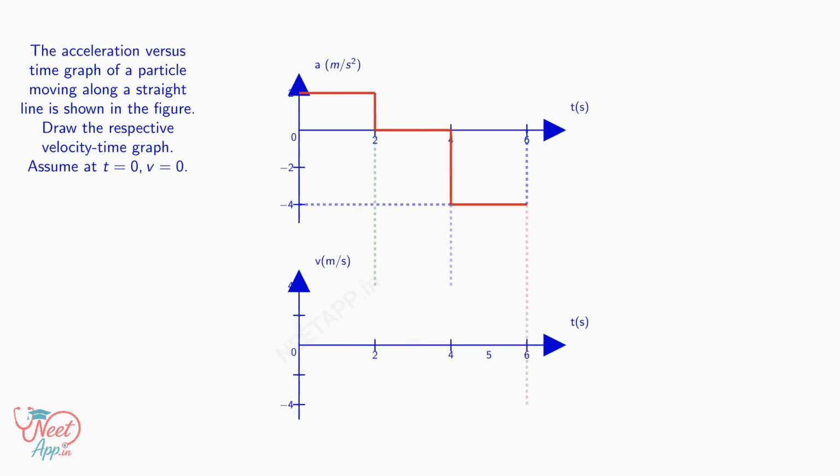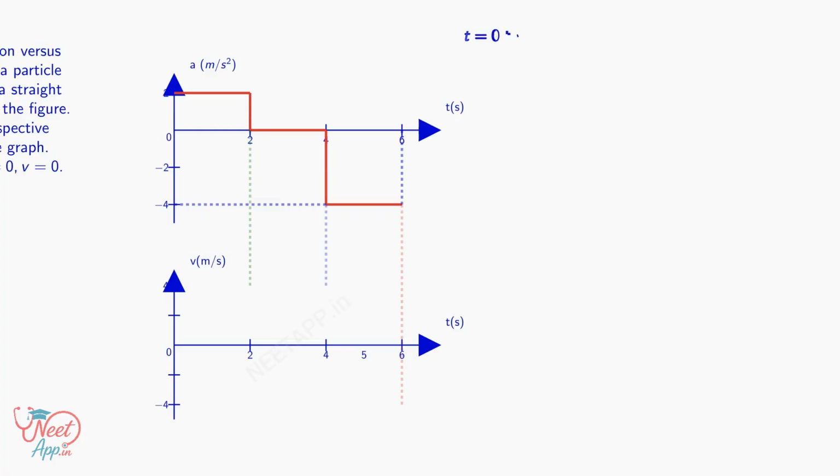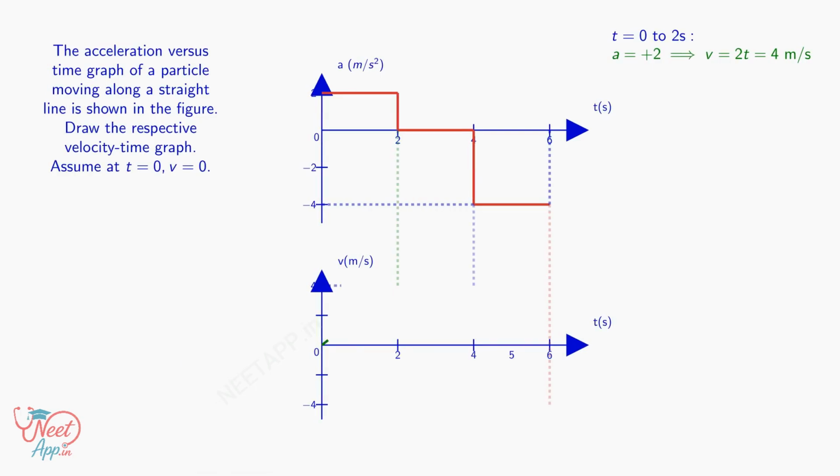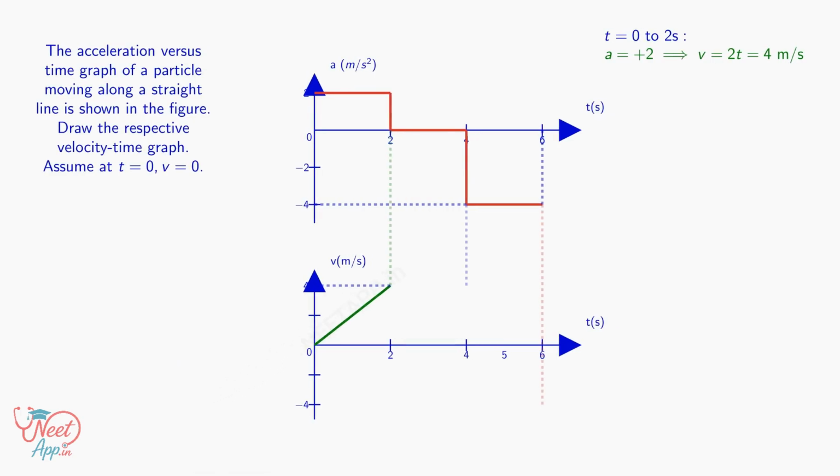Let's look at phase 1, from 0 to 2 seconds. The acceleration is a constant positive 2. Because it's constant, the velocity will increase linearly. 2 times 2 gives a final velocity of 4 meters per second. Let's draw that straight upward line.